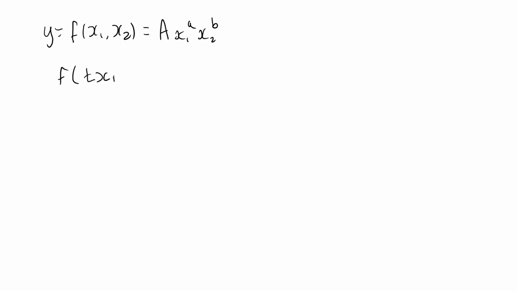Let's prove this formally. So we have a production function, y equal to f of x1, x2 given by A, x1 to the a, x2 to the b. We want to investigate what happens when we change scale. So we do t x1, t x2. I need to replace all x1 with t x1 and all x2 with t x2. So I get A, t x1 raised to a, t x2 raised to b.